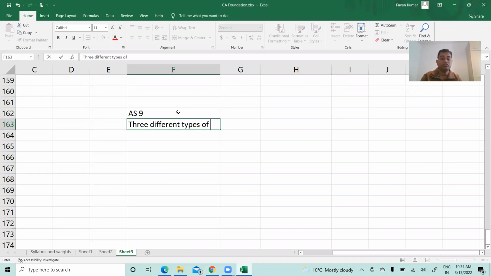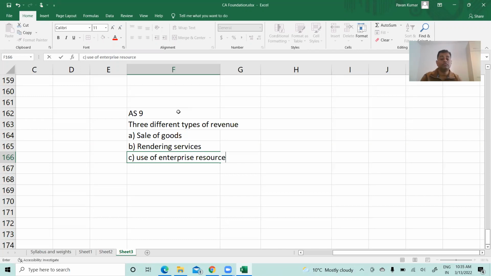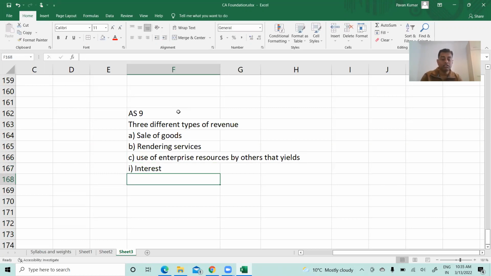Three different types of revenue. A, sale of goods. B, rendering services. C, that yields 1, interest, 2, dividend, 3, royalty. Okay, now you tell me how interest is to be recognized.